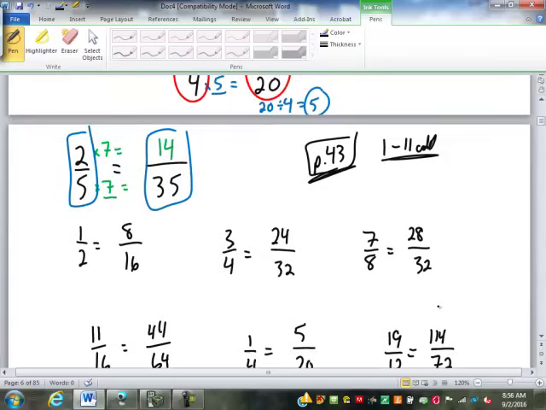Now, our next step, let's say we're looking at this, we've created this 14/35, and we want to go back. Well, we had 2/5, so we multiplied by 7 on top and bottom to make 14/35. So if we go the other way, divide by 7, 14 divided by 7 is 2. 35 divided by 7 is 5. We're back to 2/5. We've already established that those two have the same value.